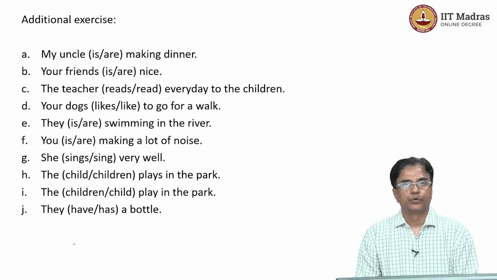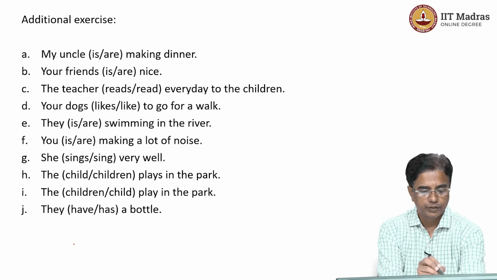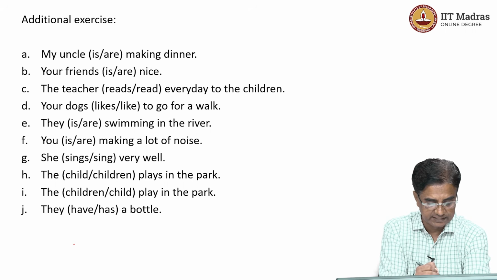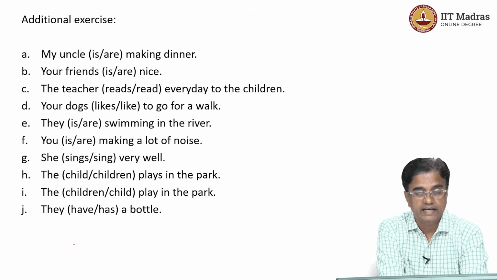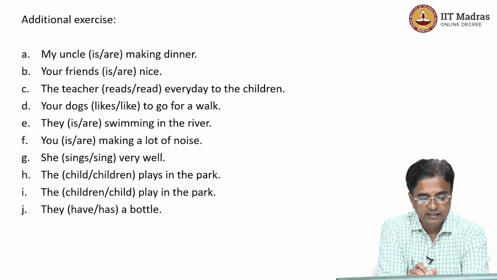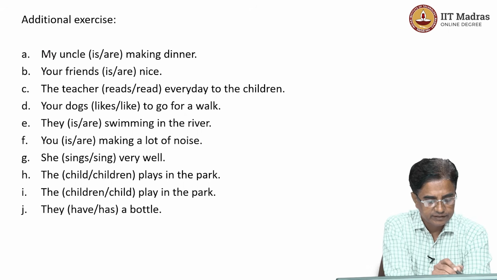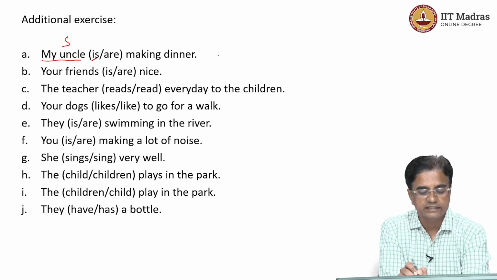Here are some more exercises, and these are the things that we are asking you to do. So, what are you going to do with this? Take the sentence, and it gives you some options. Pick the right option that makes the sentence grammatical. My uncle making dinner. Is making dinner or are making dinner? Because here it is my uncle, which is singular. So, we take the singular verb, is making dinner.